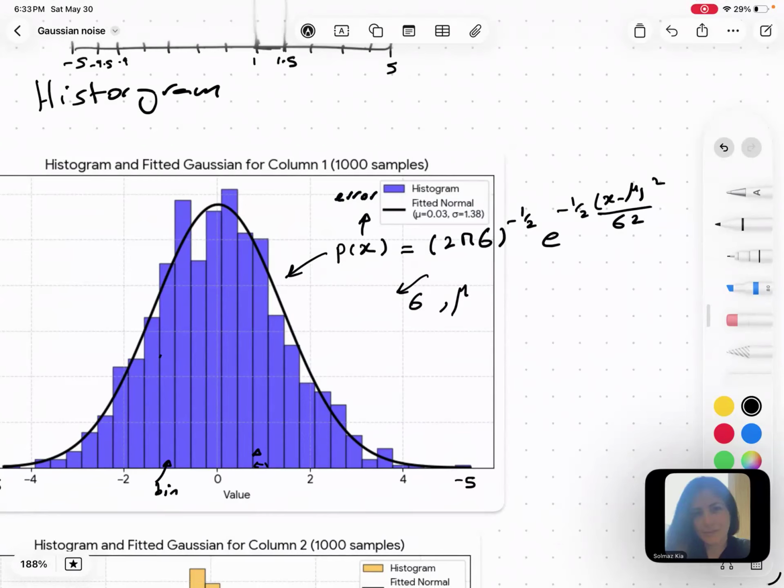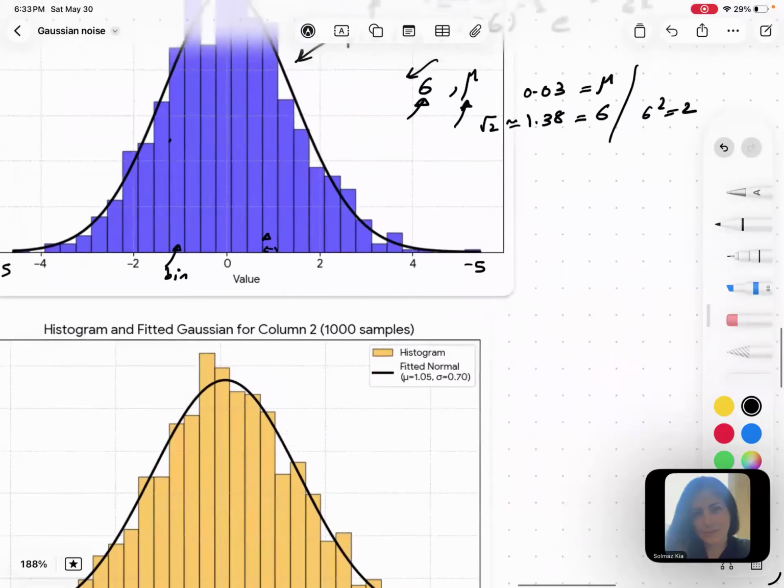And at the end of the day, from the histogram, you are actually extracting the sigma and the mu of your distribution. In this case, we can see that the mu, the mean value, is 0.03, and sigma is 1.38, which is close to the square root of 2, which sort of matches what we saw in the scatter plot, that sigma squared was 2, right?